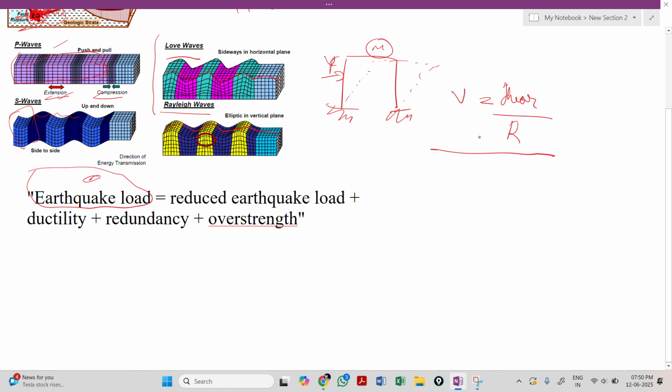I'll give a small idea about the reduction factor. It reduces the load based on the building's ability to absorb energy. Whenever there is a load acting on a building, beams, columns and even slabs will take some of the load and distribute it to the columns and the beams, and from there to the base. That is what the reduction factor means. And the shear force is what we are going to design. This is the base shear.